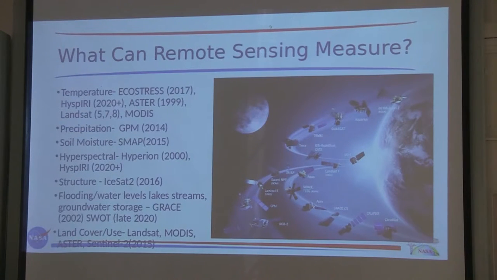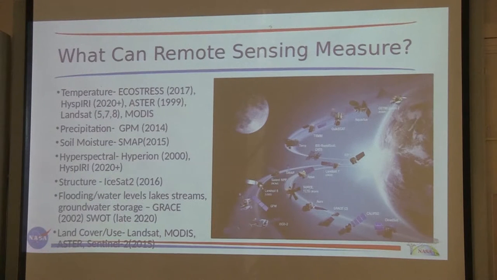So what you're interested in is, okay, what does it measure? And they do measure a lot of variables, and it depends on the satellite. So different satellites have different instruments on them. They collect things at different wavelengths or in different frequencies. So we have things like, for temperature, ECOSTRESS, that's not going up till 2017. HISPIRI, which is one they're getting ready, that won't go up till 2020. But things like ASTER, Landsat, and MODIS are currently available.